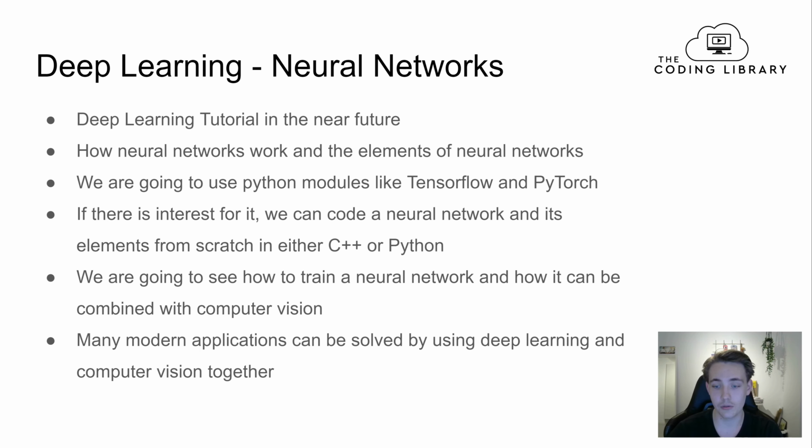So we're going to see how to train a neural network and how it can be combined with computer vision, because deep learning and computer vision are really good together, and they're really efficient, and they can be used for a lot of different applications and also more practical examples. So many modern applications can be solved by using deep learning and computer vision together. So they are really strong together, and it's really good to know. And that's also why I'm going to do a deep learning and neural network tutorial, and try to combine it with this computer vision tutorial to give you this overview, and also tell you guys how to actually use this in modern applications for autonomous vehicles and a lot of other different stuff.